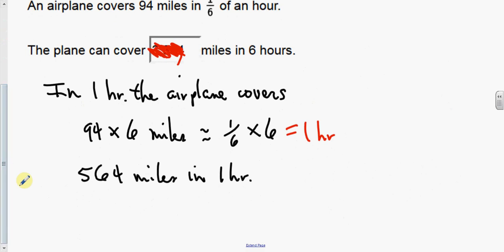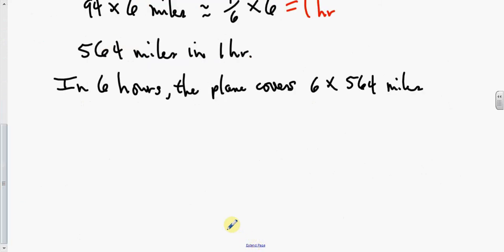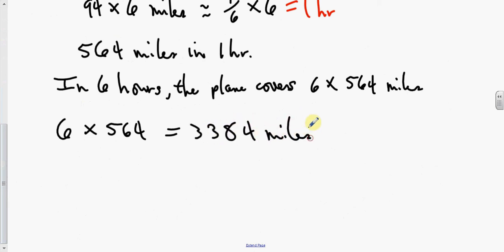So now, how many miles does the plane cover in 6 hours? Multiply by 6 again. So in 6 hours, the plane covers 6 times 564 miles. Now when you multiply that out, 6 times 564, that gives you, on your calculator, 3,384 miles.